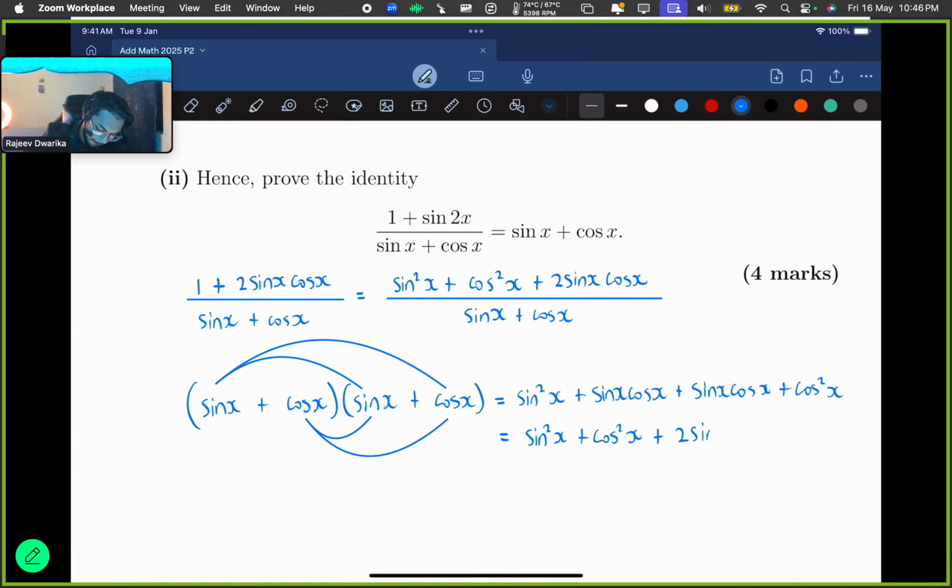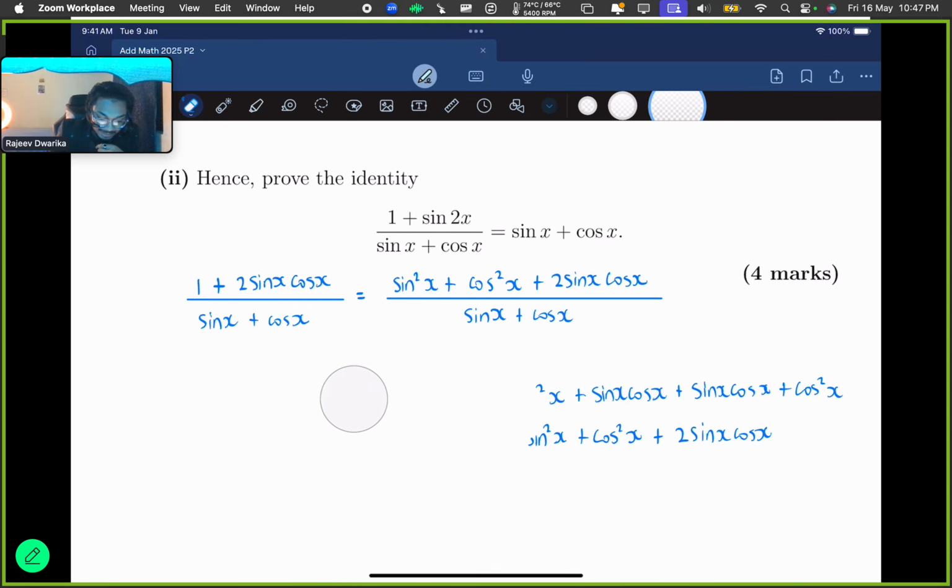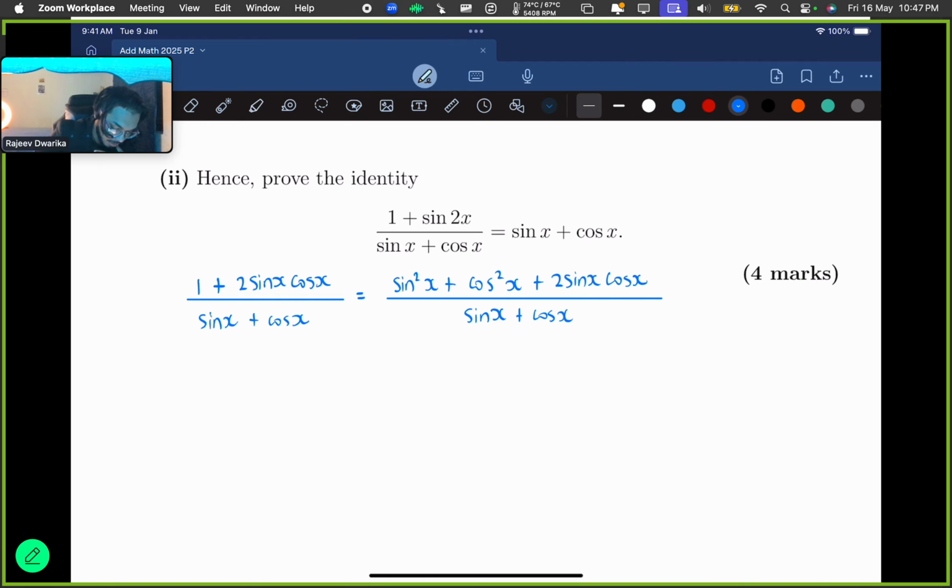So you could have changed that whole thing to sine x plus cos x, by sine x plus cos x, over sine x plus cos x. Bam, one of them would cancel. So that entire top simplifies to, if I factorize it, sine x plus cos x by sine x plus cos x.